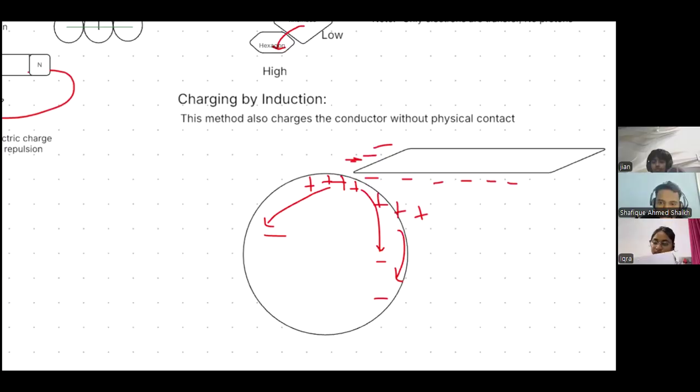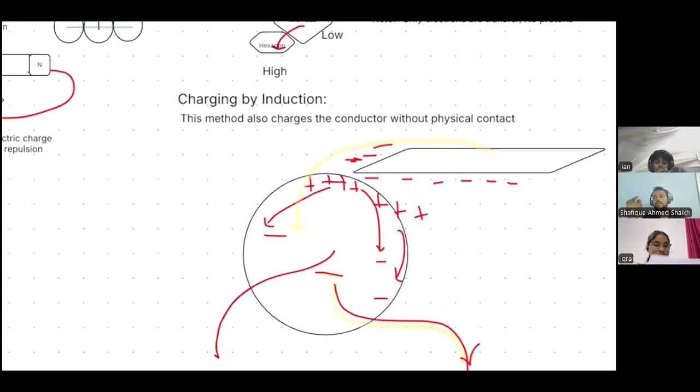By bringing this rod near to the sphere, what you did is you made all the electrons escape into the earth. Is that clear? Oh, yes, sir. Without touching, without rubbing, you have just brought it nearer. Nothing else. Okay? Is that clear? Any doubt? Yes, sir. No.